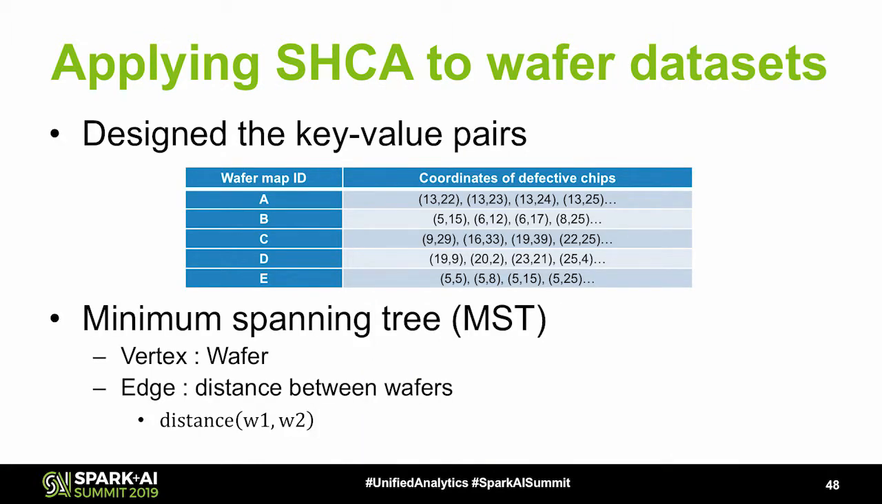So in order to apply SHCA to our semiconductor domain, we designed the key value pairs as follows. Key is the wafer map ID, and value is its defective coordinates. And to compute the minimum spanning tree, the distance between two wafers should be computed. We used our in-house developed algorithm to compute the distance between two wafers and obtain the similarity score between them.